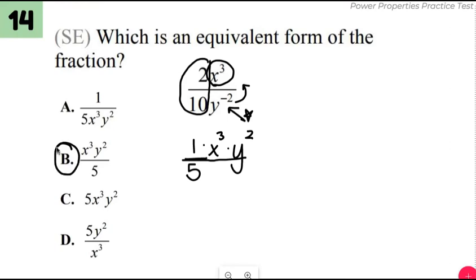B is the only option that fits. And even though it does look a little bit different if we think about it, 5 is the denominator, 1 times anything is itself. So really, this is what I have.